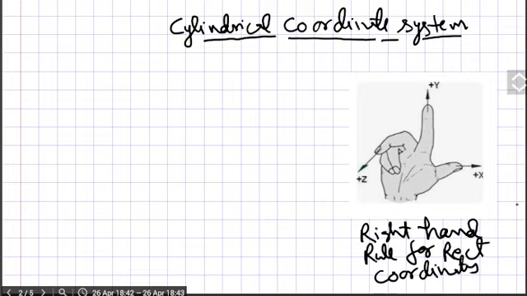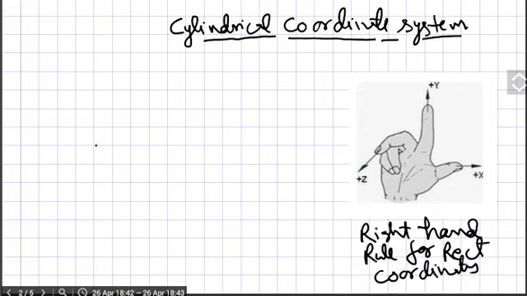So we will see what this cylindrical system is. Here on the page you can see an image, and it is actually the right hand rule for the rectangular coordinate system. So here the thumb will represent the x-axis, it is the right hand actually, and the index finger will represent the y-axis, and this finger is your middle finger. So the middle finger will represent the z-axis. And all these fingers will be at 90 degrees.